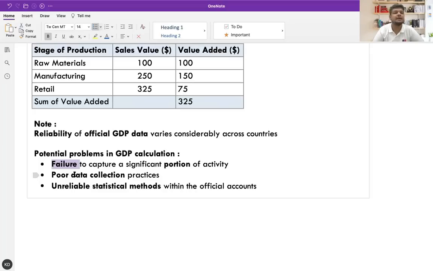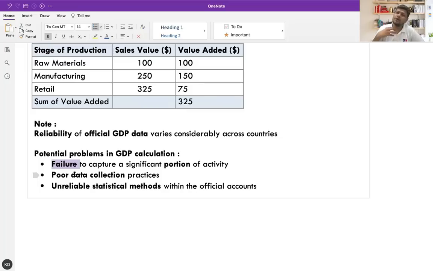Does everyone in India pay the goods and services tax? No. Does everyone in India pay tax? No. Then how am I going to find out that data? It's not very easy to do that. Okay, so that's the second thing, the poor collection of data problem.